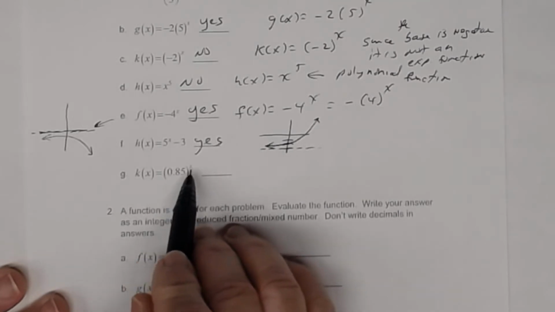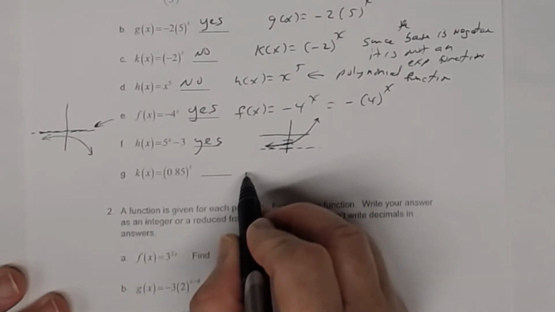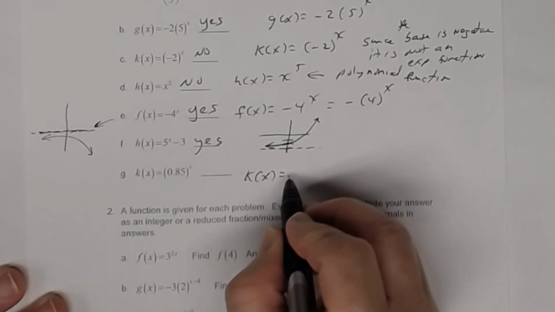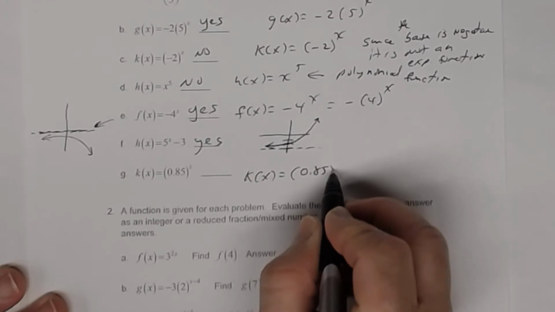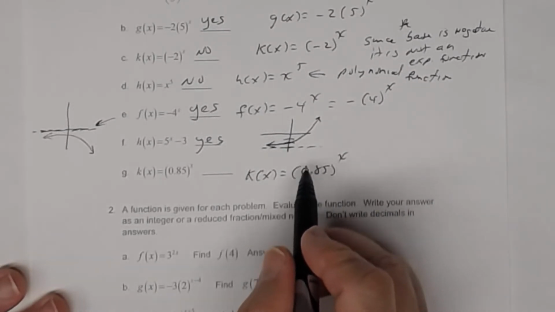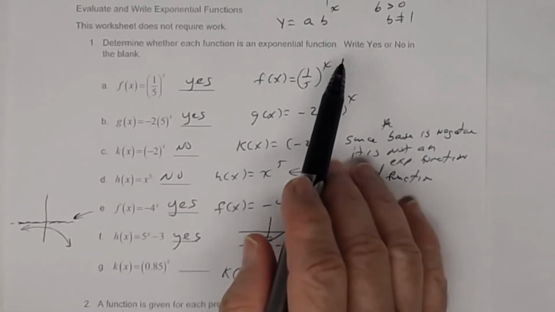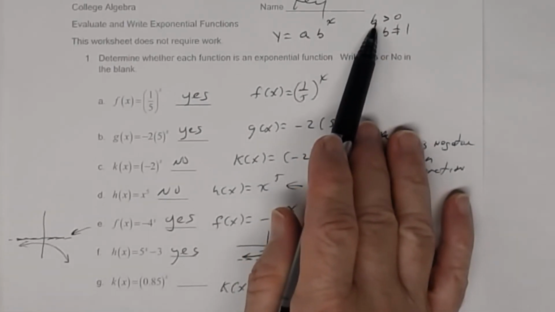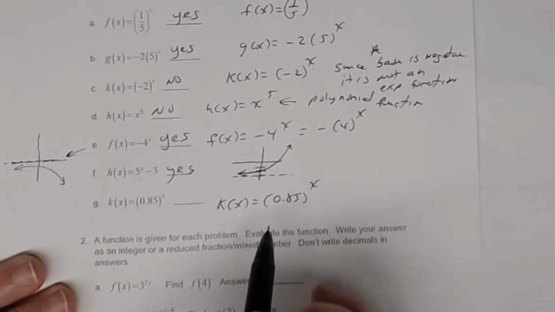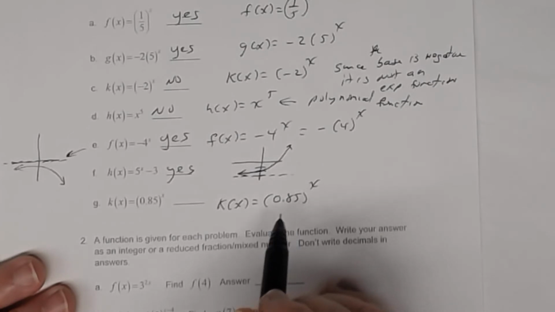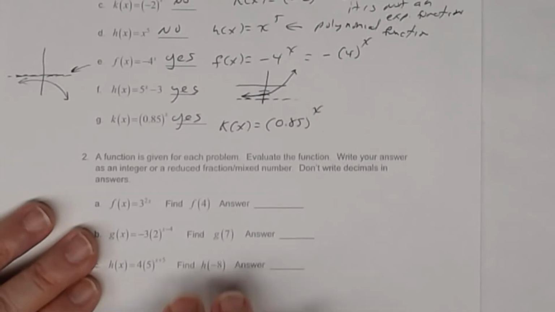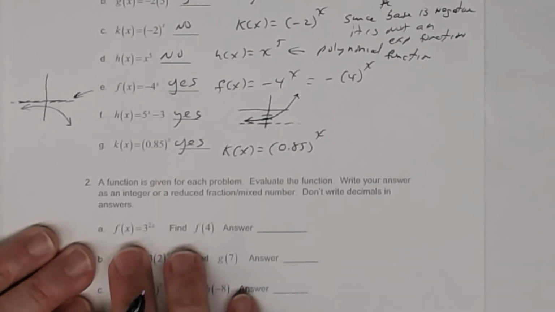And then in letter G, you have g of x equals 0.85 to the x power. So even though that's not an integer, it's still a real number. Remember, your base can be any real number that's positive, and it cannot equal 1. So 0.85 is a positive real number, and it's not equal to 1. So this is an exponential function.